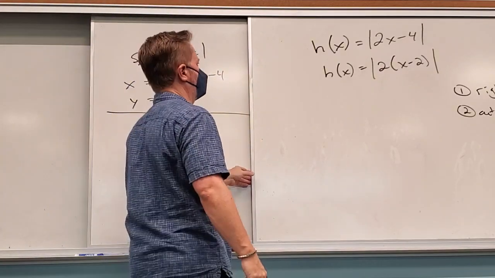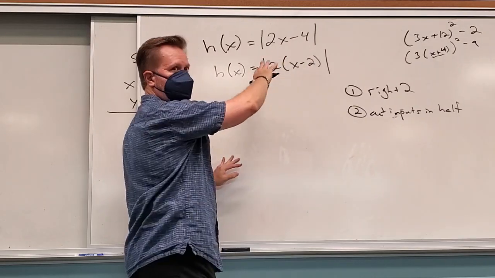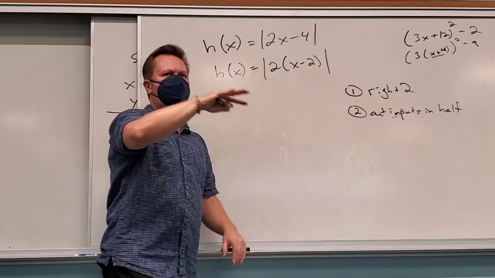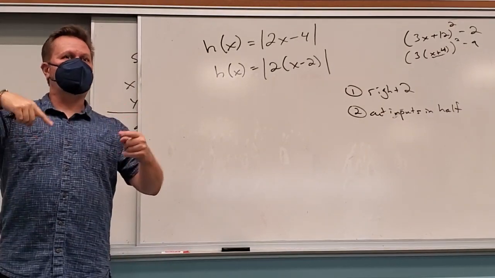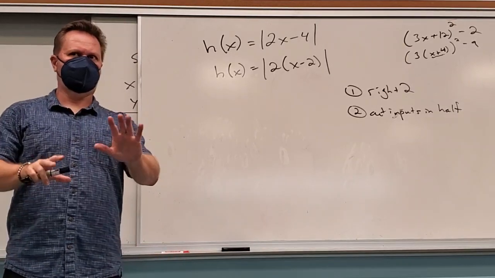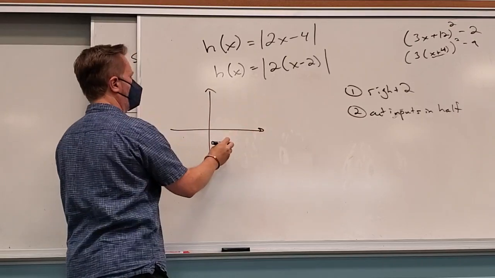Okay. So again, everything's inside, correct? There's no number out here, there's nothing over here. Everything's inside with the X, which means everything's going to be the opposite of what it looks like. Okay, so what's going to happen? Let's see. Let's draw our base graph.